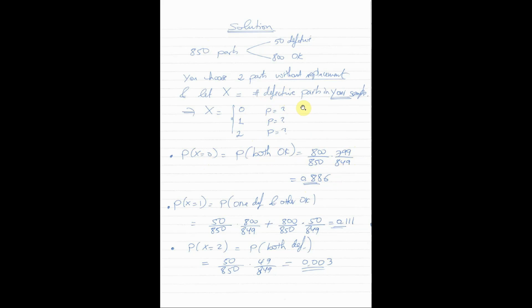So we have the first probability. Now let's focus a little bit, because the probability that x equals 1 has a small trick. What is the meaning of the probability that x equals 1?